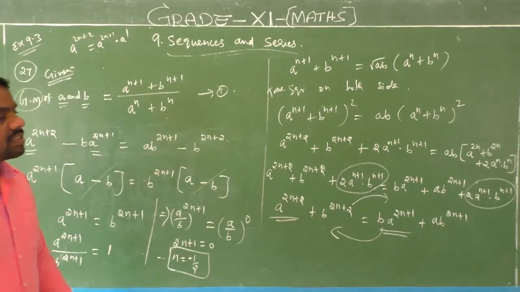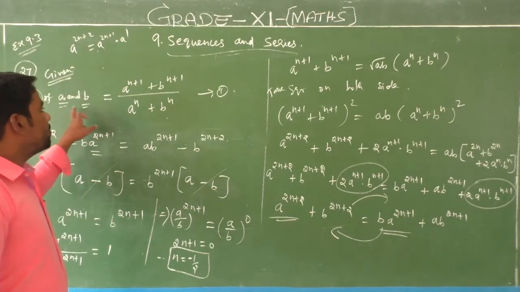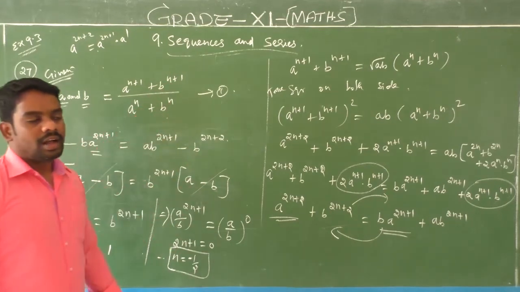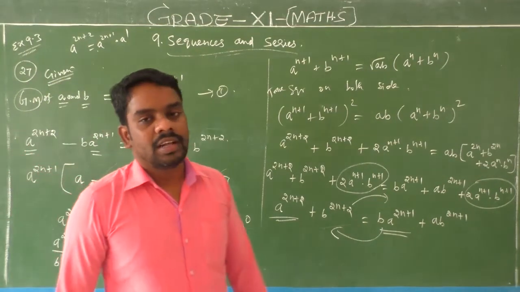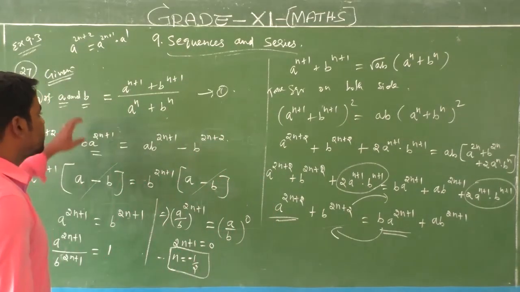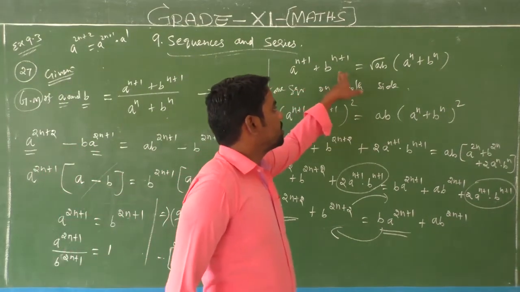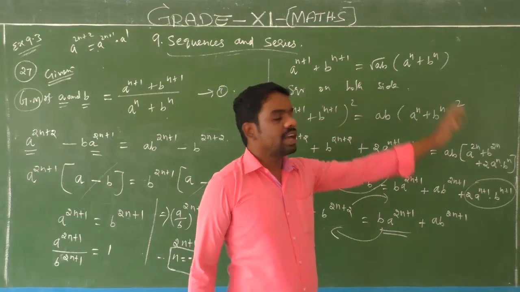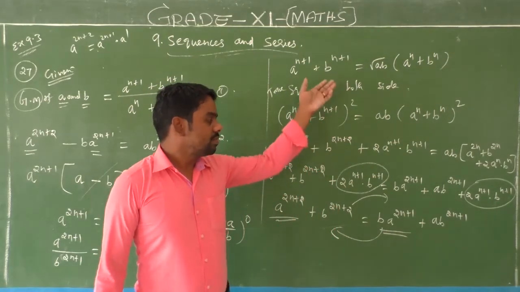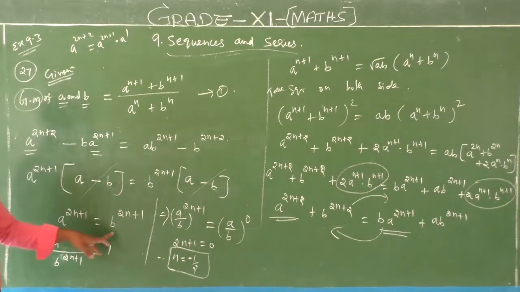Okay, very simple problem. Given information, G of a and b is (a power n plus 1 plus b power n plus 1) divided by (a power n plus b power n). And in general we know that the geometric mean of a and b is equal to root ab. So root ab is also equal to this term. Simplify this: a power n plus 1 plus b power n plus 1 equal to root of ab times (a power n plus b power n). Square and simplify this term, we have the answer a power 2n plus 1 equal to b power 2n plus 1.